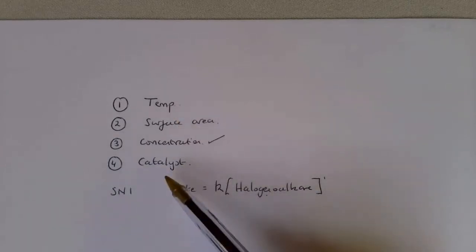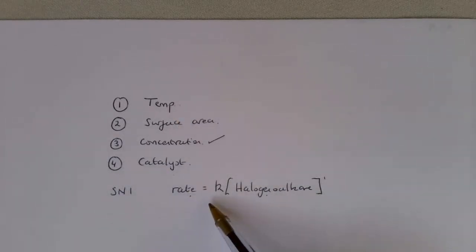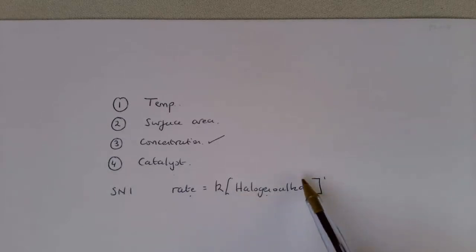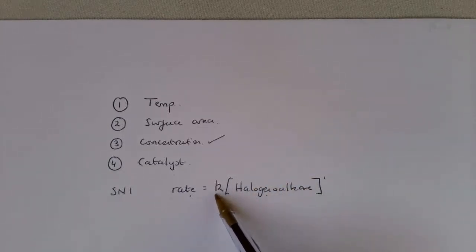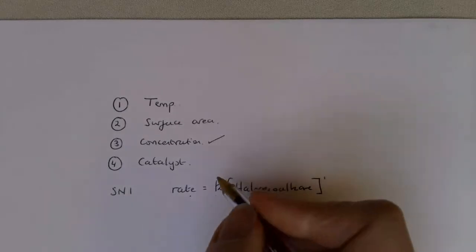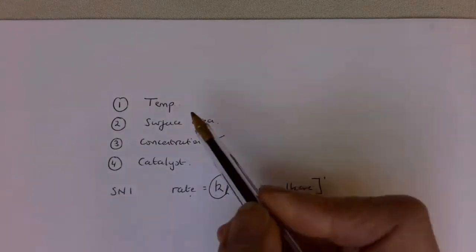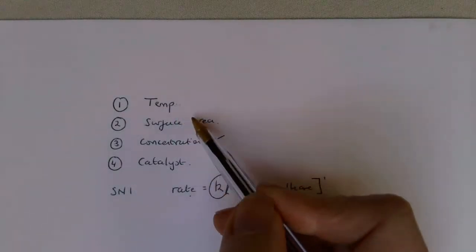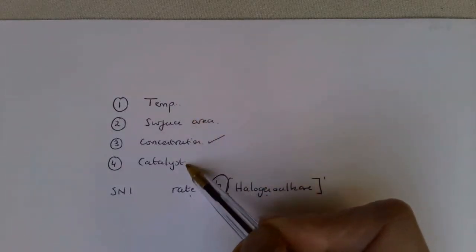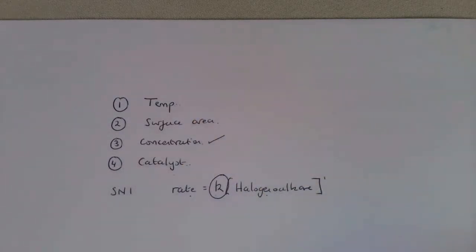So we know that those factors affect the rate of a reaction, but in our rate equation, we only have our concentration term and this k. And this leads us to suspect the fact that k takes into account temperature and surface area and catalyst. So we need to unpack this rate constant k a little more closely.